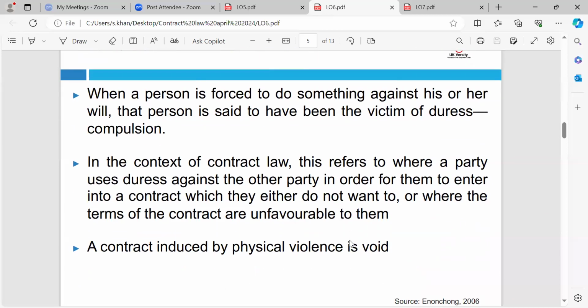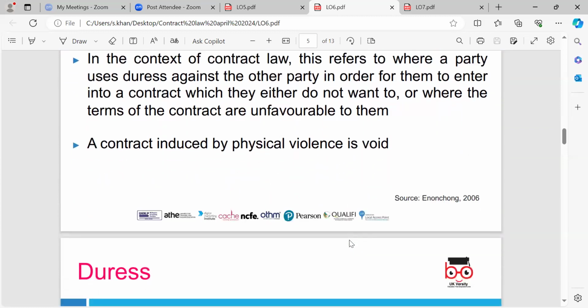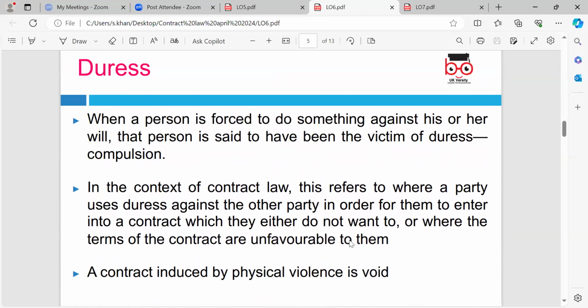So duress. Duress is when a person is forced to do something against his or her will, and that person is said to have been the victim of duress or compulsion. In the context of contract law, this refers to where a party uses duress against the other party in order for them to enter into a contract which they either do not want to, or where the terms of the contract are unfavourable to them. A contract induced by physical violence is void.